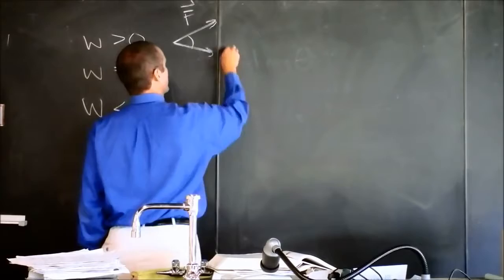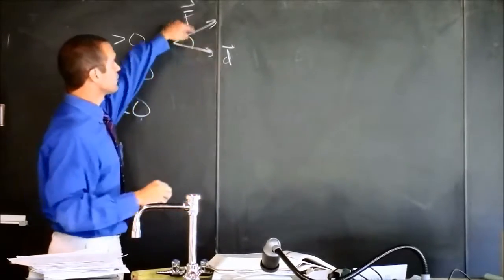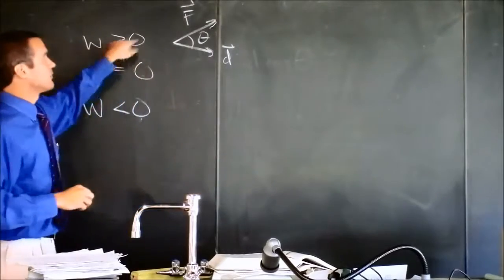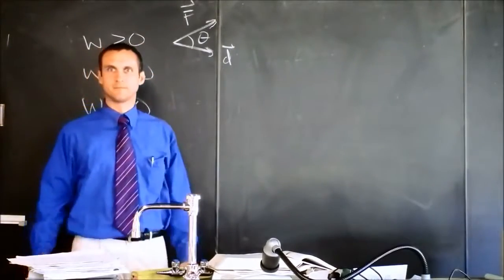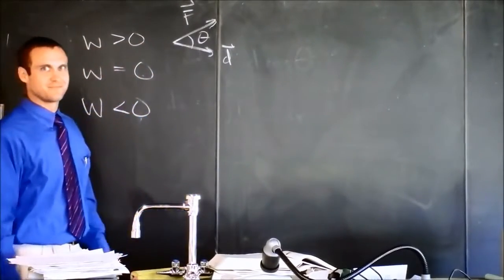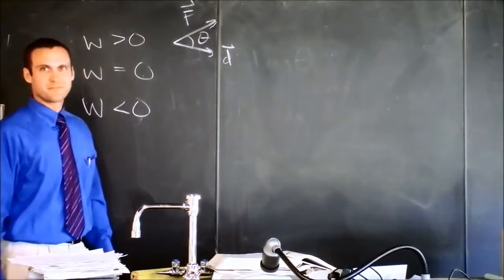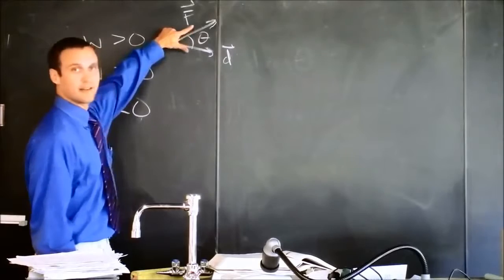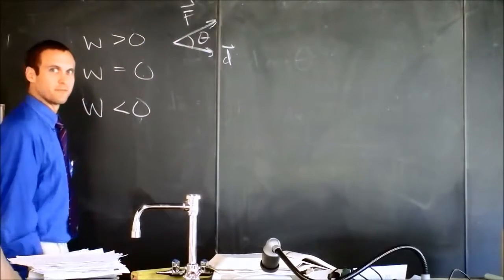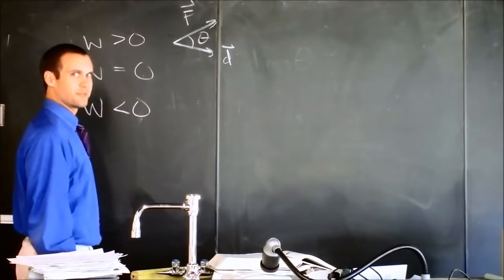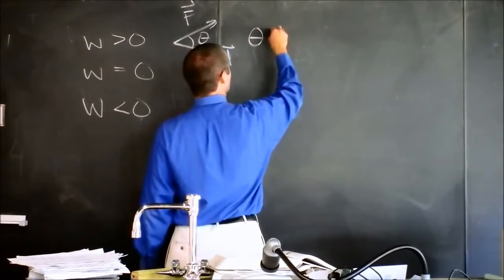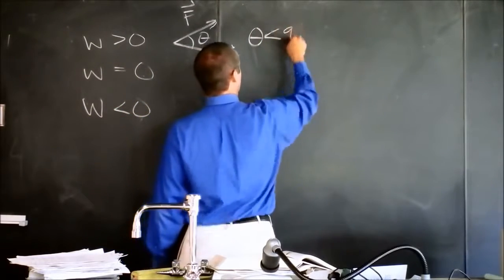If that's our distance vector and that's our force vector, what are the requirements on this angle theta for work to be greater than 0? What do you think? How big can that angle get for work to be positive? Up to 90 degrees? Up to 90 degrees. So theta must be less than 90 degrees.